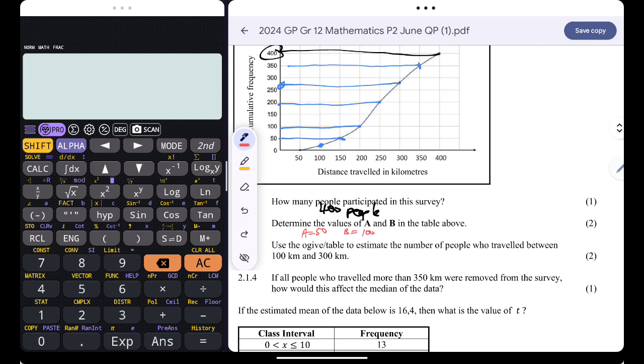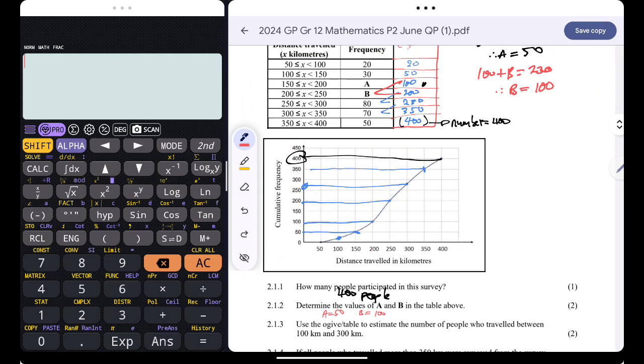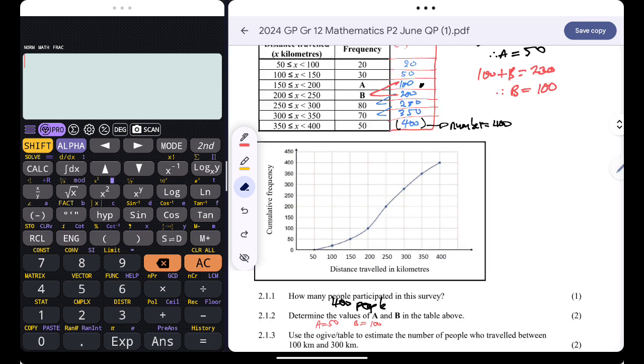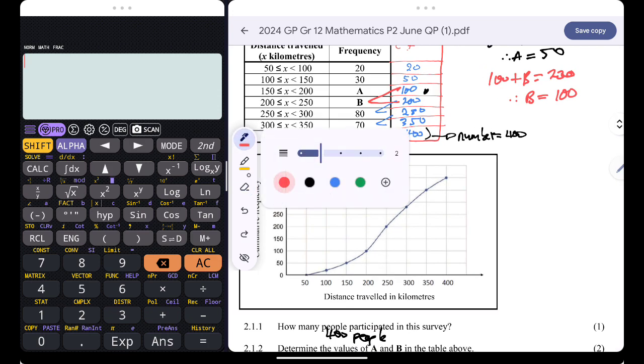Okay, now I'm supposed to use the ogive or the table to estimate the number of people who traveled between 100 and 300 kilometers. The number of people who traveled between 100 and 300 kilometers, right? Okay, this number over here, let me highlight it.